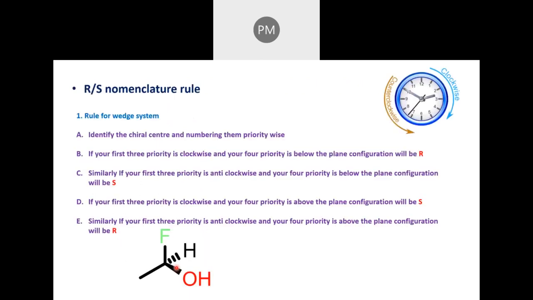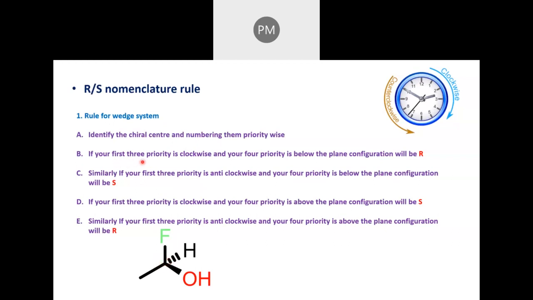Before we go to give the RS nomenclature of any OH conformation, there are some rules to follow. First, we have to identify a chiral center. A chiral center means where the four substituents attached are different. So this will be our chiral center. For example, in this chiral center there are four substituents: one fluorine, hydrogen, hydroxyl group, and methyl. These four substituents are not the same, they are four different substituents. So this center will be our chiral center. So first we have to identify our chiral center.